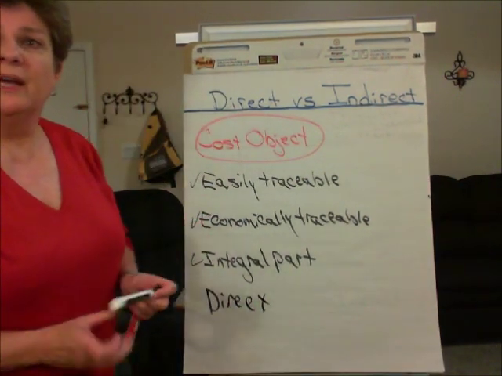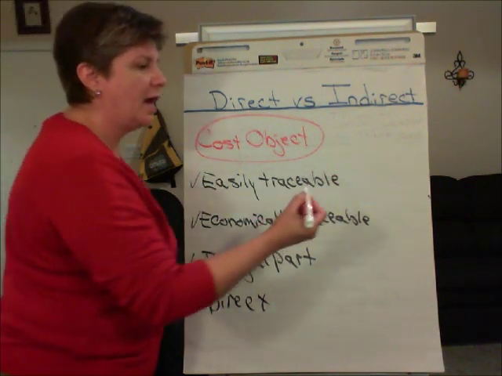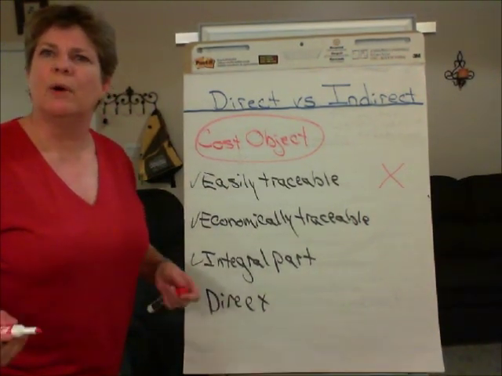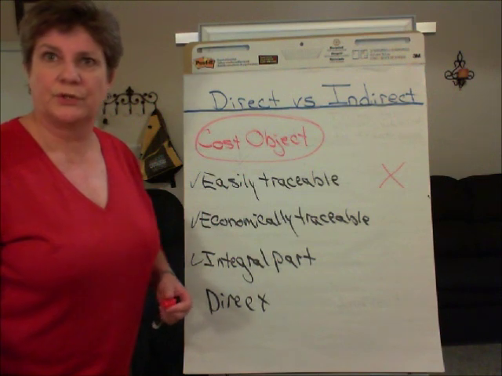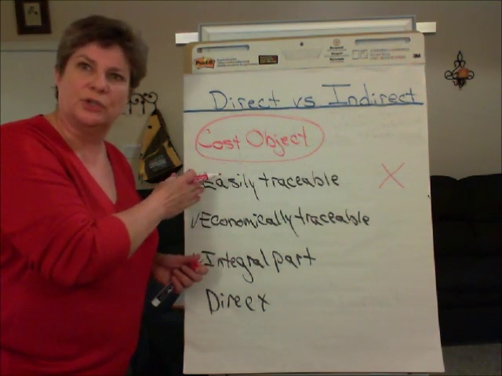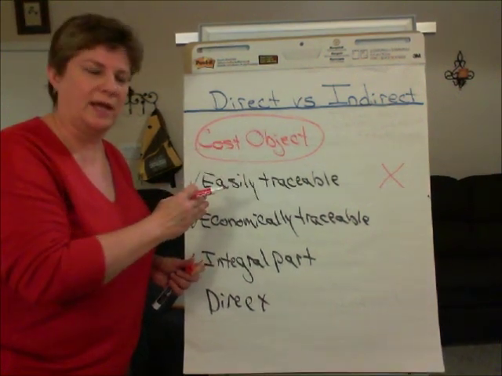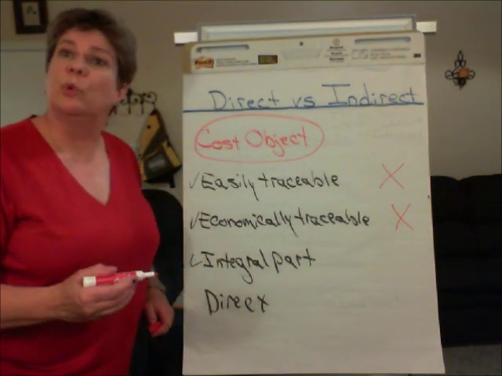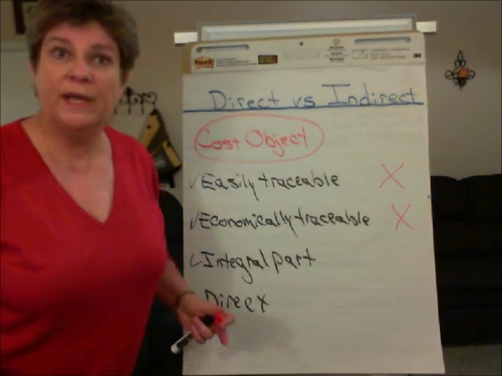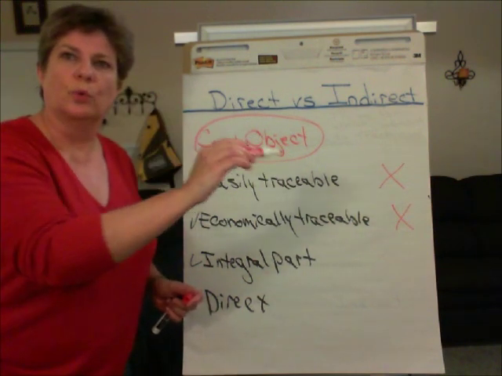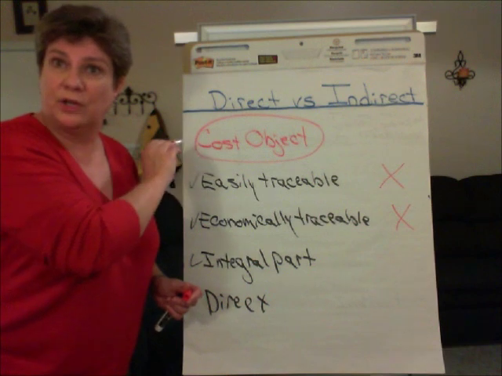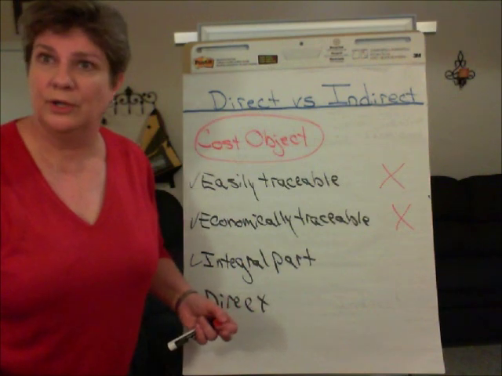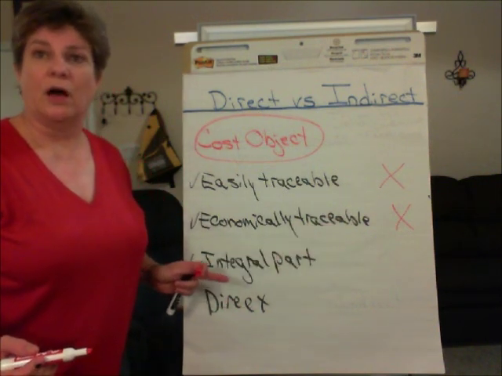Now, what if that cost is not easily traceable? It's hard to know exactly how much of this resource is being consumed in relation to this product. So it's not easy to trace, nor is it economically traceable. There are some costs that if we were willing to spend the money, we could track that cost directly to the cost object or the product. But is it really worth the cost incurred to trace that cost to the cost object?